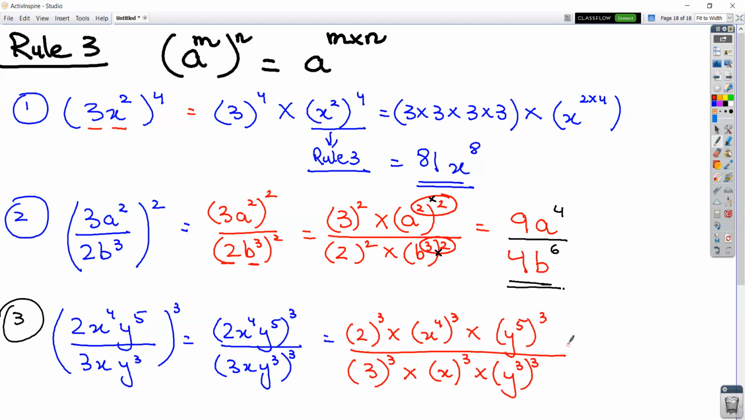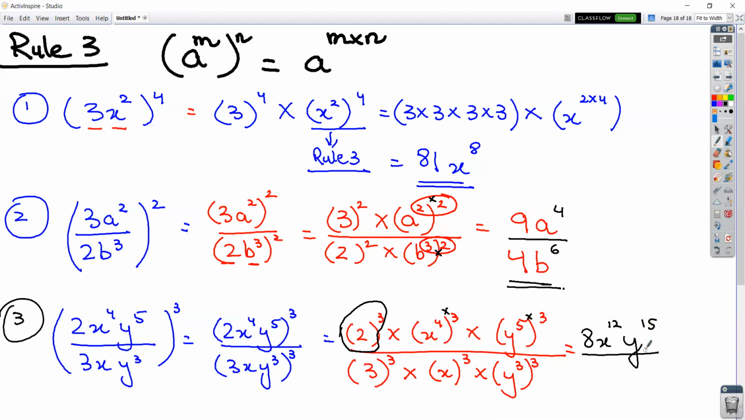Now we are to the last step where we have to just simplify and write down the answer. So to go on to the last step, first of all, what's 2 power 3? 2 times 2 times 2, which is 8. Then we are having x, 4 times 3 would be 12 because we multiply them together. Same we do with the y powers as well, which is 5 times 3 is 15.